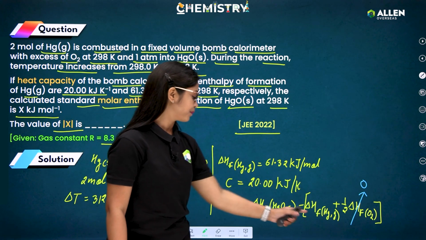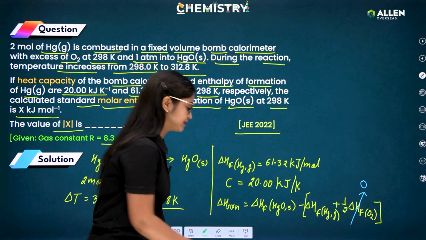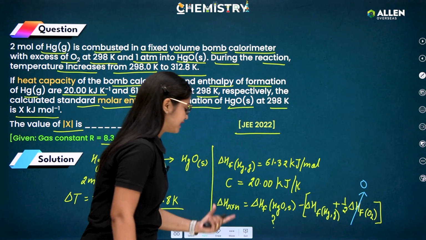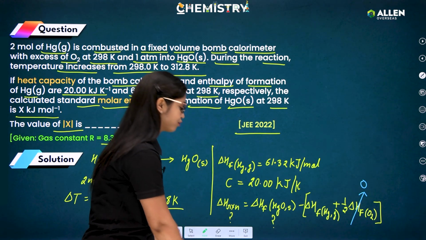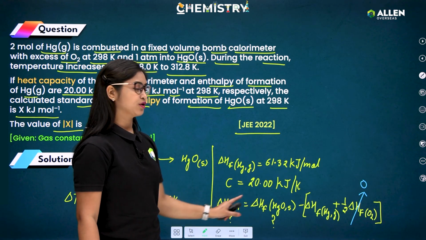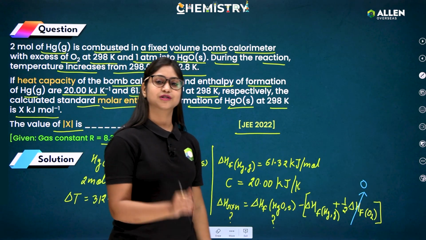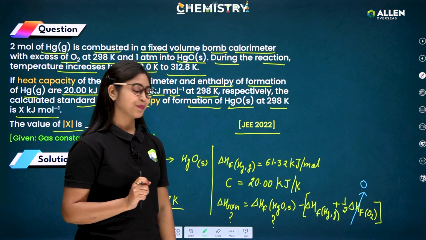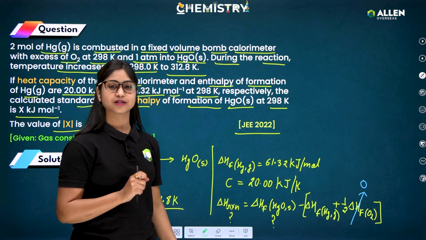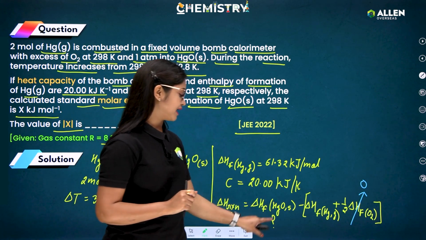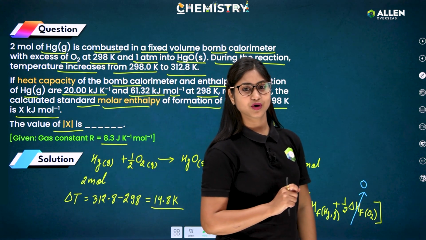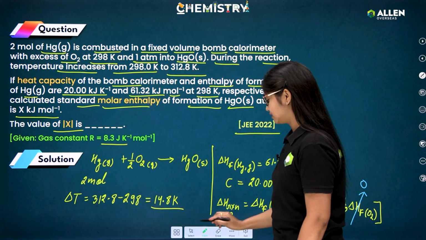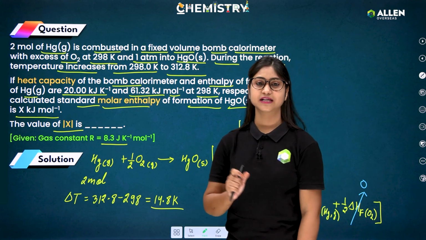This value is given. This is what we have to calculate. This is unknown for us, but delta H reaction is also unknown for us, okay? So we have two unknown quantities. One is given. So first of all, we will calculate the value of delta H reaction, okay? Then we'll calculate the delta H formation of HgO solid, right? So now let's start. How to find out the delta H reaction?